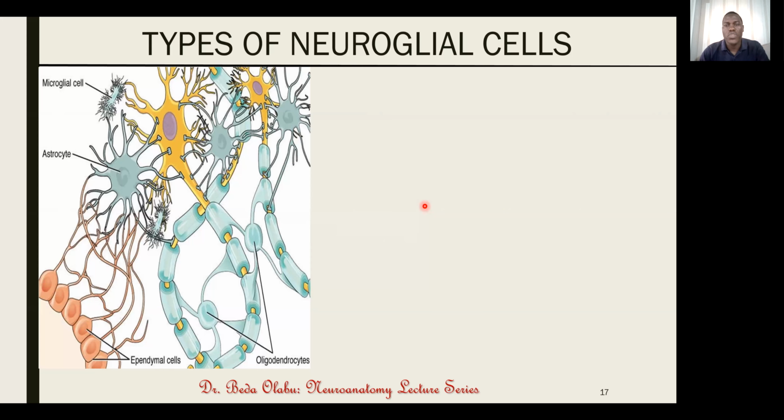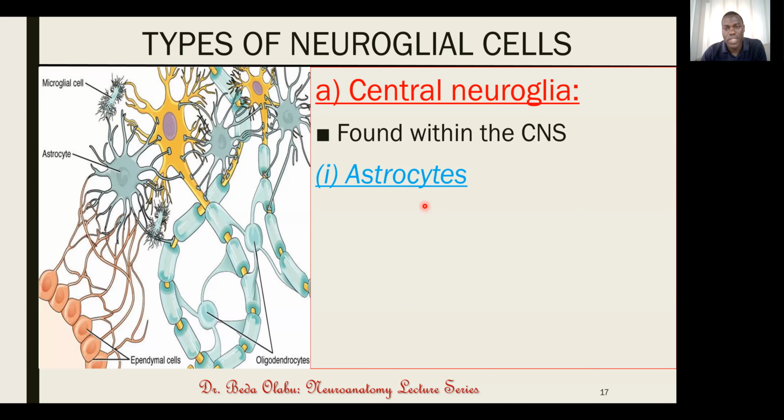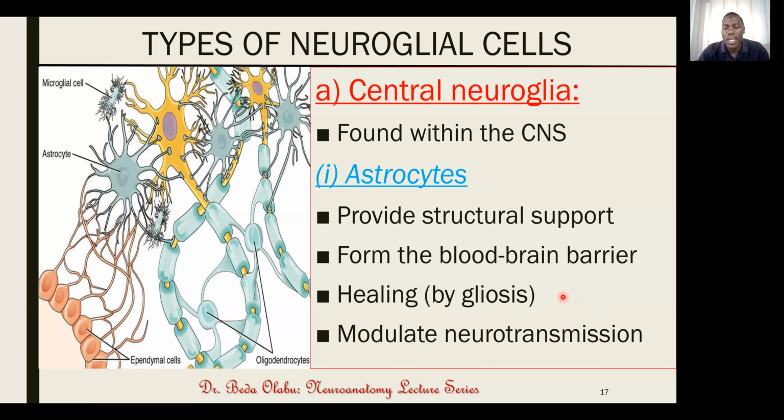So let's talk about types of neuroglial cells. We had done this before, so allow me to just rush through this quickly. We agree that neuroglial cells can be divided into two. The ones found in the central nervous system are called central neuroglia. The ones found in the peripheral nervous system are called peripheral neuroglia. The central neuroglia include astrocytes. Astrocytes provide structural support to neurons. They also form the blood-brain barrier. They are important during healing within the CNS, and they also modulate neurotransmission by uptaking excess neurotransmitter from the synaptic clefts.